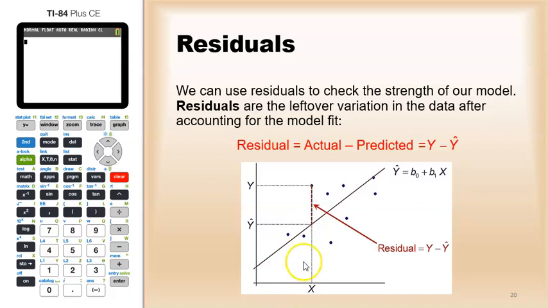So for the example on the screen, I'm using the residual for this data point right here in the upper left. That y value is the actual y value. But if I go straight up or straight down to the line, where I touch the line is the predicted y value. This difference between actual and predicted is what's called the error, or residual. And the residual is the actual value minus the predicted value.